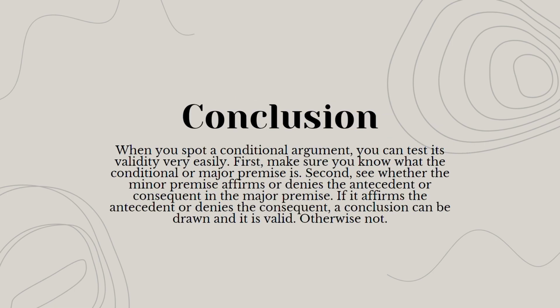Conclusion: when you spot a conditional argument, you can test its validity very easily. First, make sure you know what the conditional or major premise is. Second, see whether the minor premise affirms or denies the antecedent or consequent in the major premise. If it affirms the antecedent or denies the consequent, a conclusion can be drawn and it is valid, otherwise not.